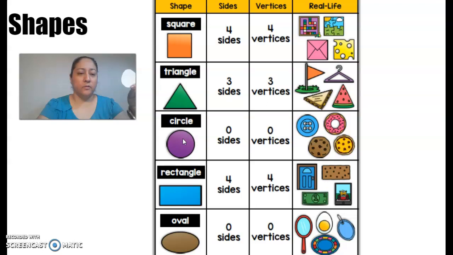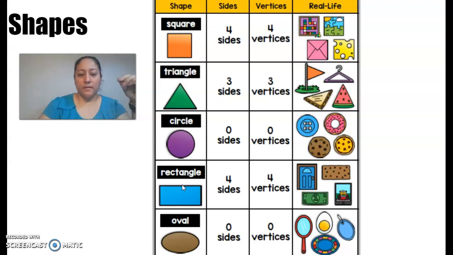Alright, and so the next one is a circle. And this is my circle right here. And so the circle has no sides because it's round, and it doesn't have any corners or any vertices. So the circle has 0 sides and 0 vertices.